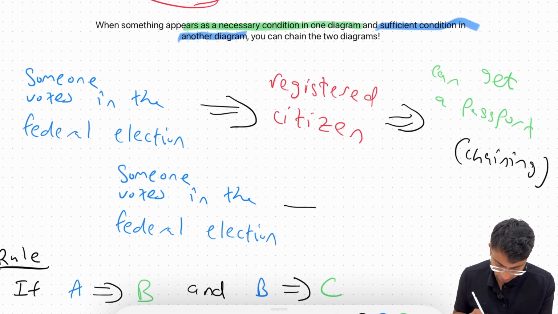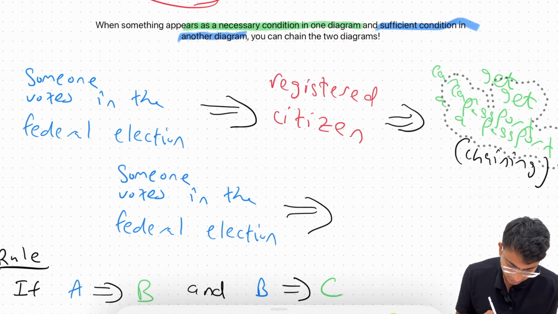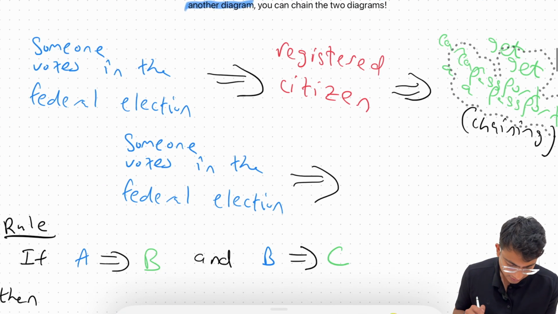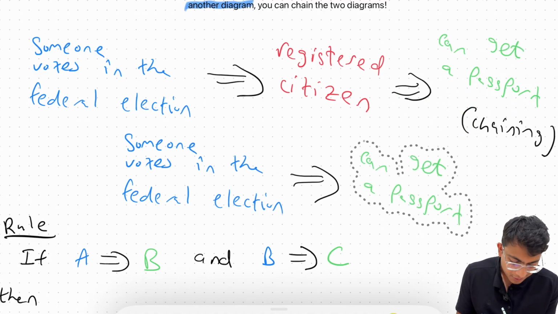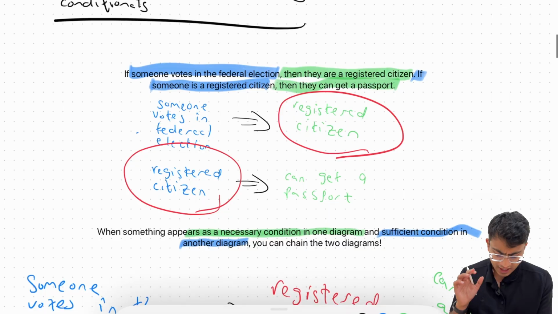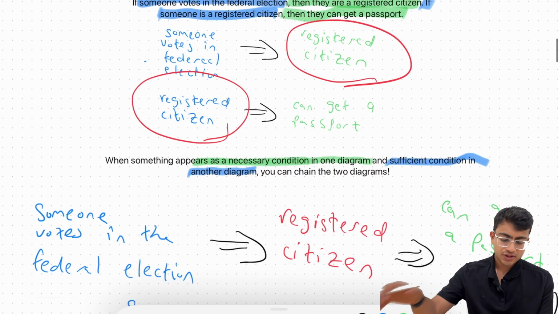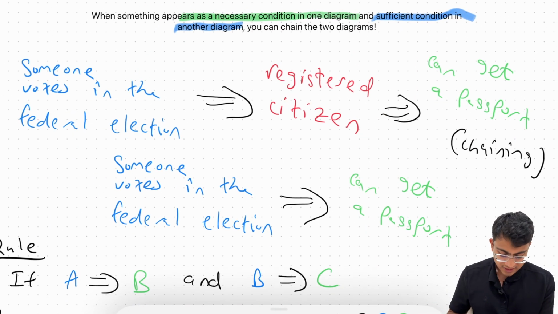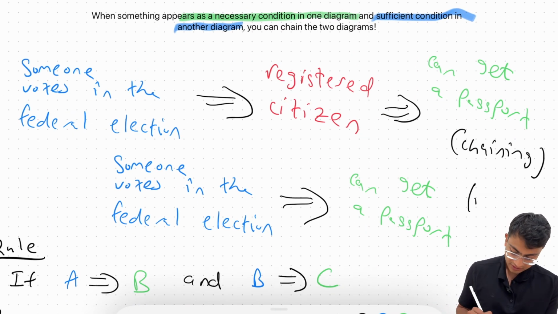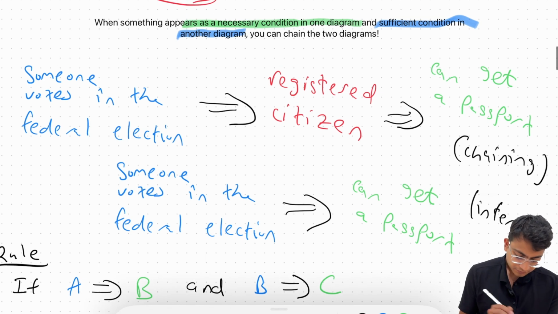Someone votes in the federal election, then they can get a passport, right? So we basically cut out the intermediary, the middleman of being a registered citizen. And notice how nowhere in the original statements did it say if someone votes in the federal election, then they can get a passport. This is something that we inferred from our conditional diagrams.